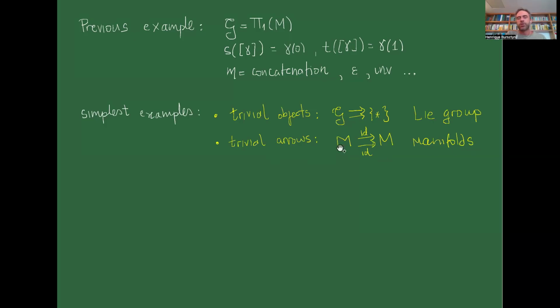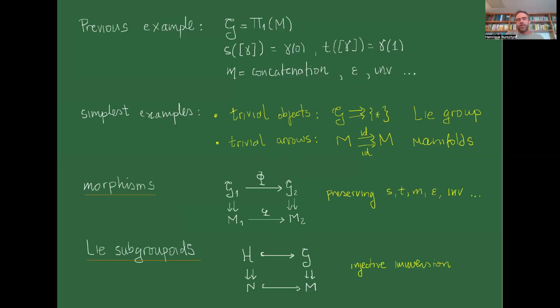So in this case, G equals M. The source and target are the identity map. And the multiplication is just the obvious thing. You can just multiply a point in M by itself, and the result is itself. Okay, it's very trivial. But that's the way one sees a manifold as a particular case of a Lie groupoid. And this is the way one sees a Lie group as a particular case of a Lie groupoid. Right? When M is a point, this condition for pairs to be composable is vacuous. So you can compose any two.